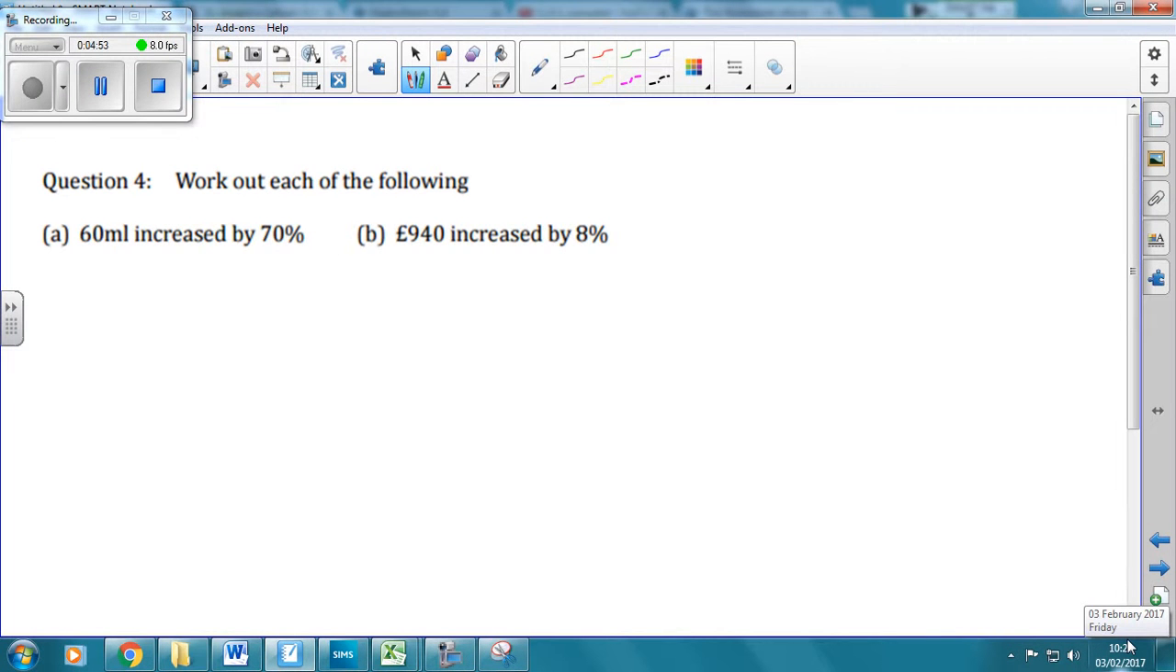So we've got an increase by 70%. If you've got 100%, when we add on 70%, that's going to be 170%. So that is a multiplier of 1.7. So in order to increase 60 mils by 70%, we multiply it by 1.7. So 60 times by 1.7 gives us 102. So the answer is going to be 102 mils.